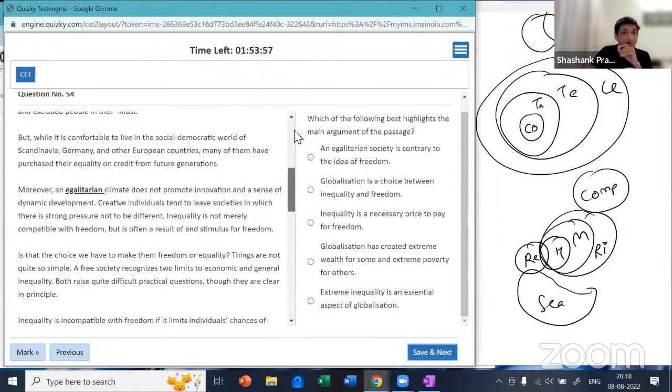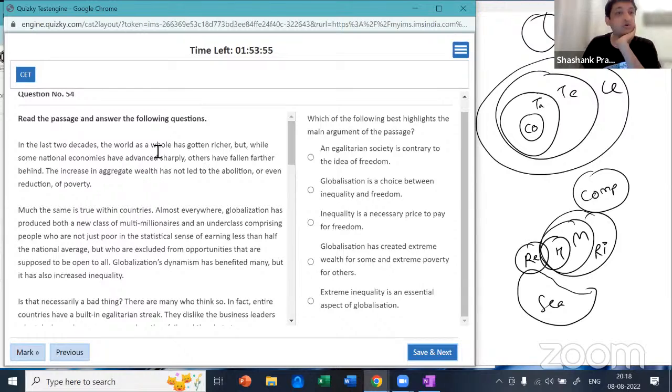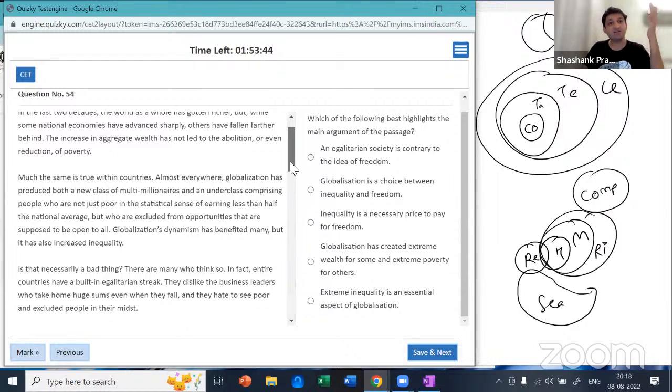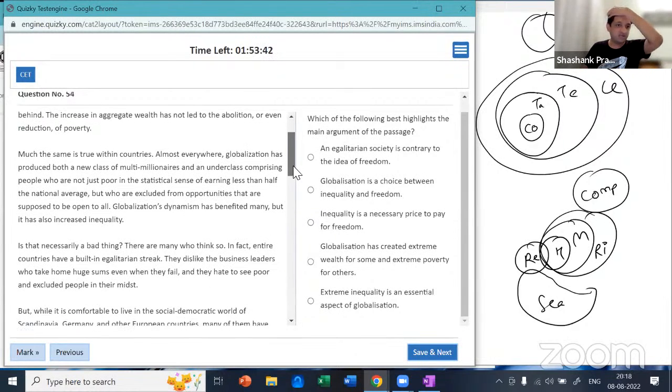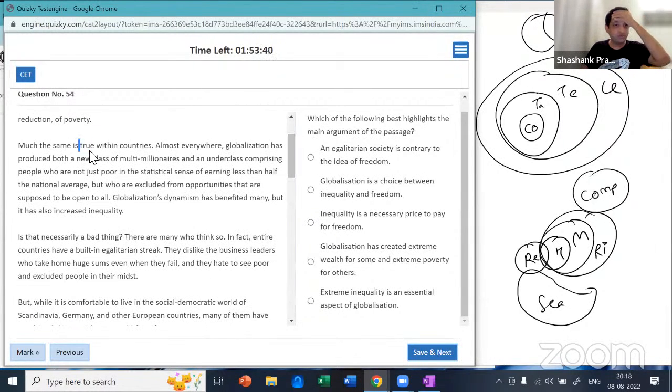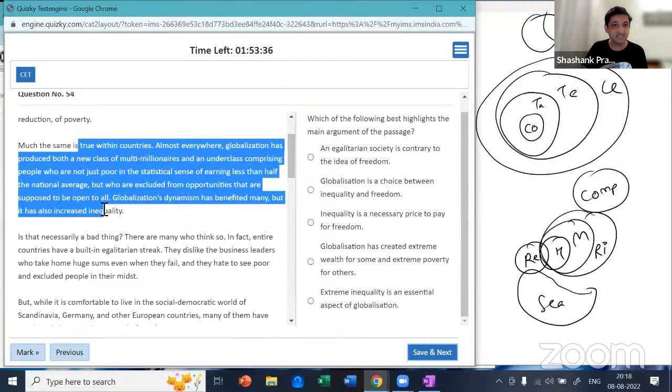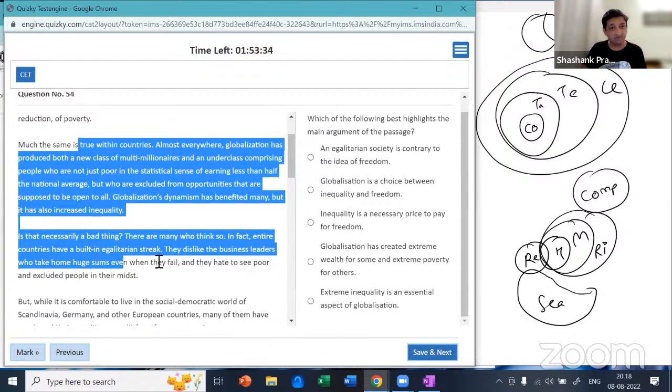Main argument passage. A new passage. Okay, the world has gotten richer, but while some national economies have advanced sharply, others have fallen far behind. Aggregate has not led to abolition or even reduction. Okay, aggregate wealth increase, but poverty has also increased. True within countries, everywhere, globalization, new class of multimillionaires, underclass, people who are not just poor but excluded from opportunities. Dynamism has benefited many, but it has increased inequality.